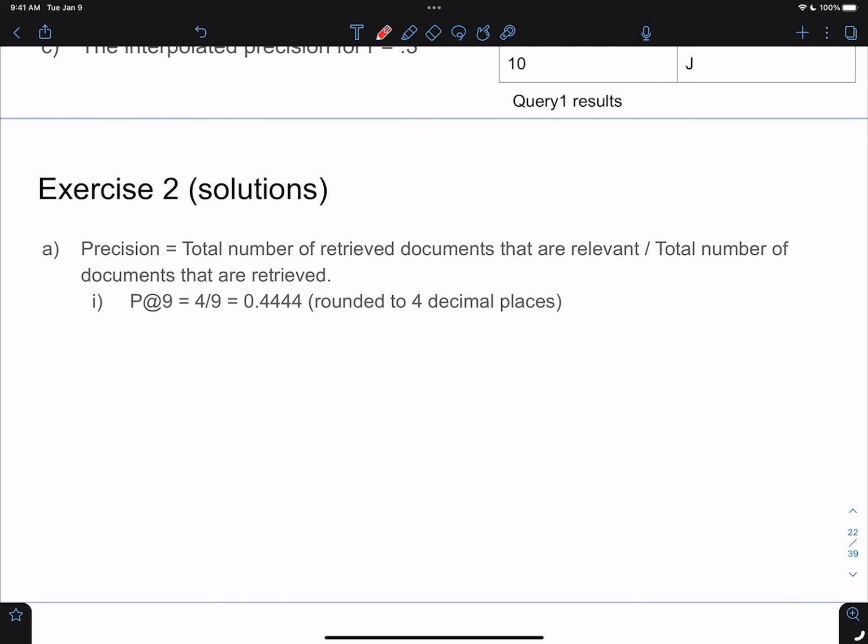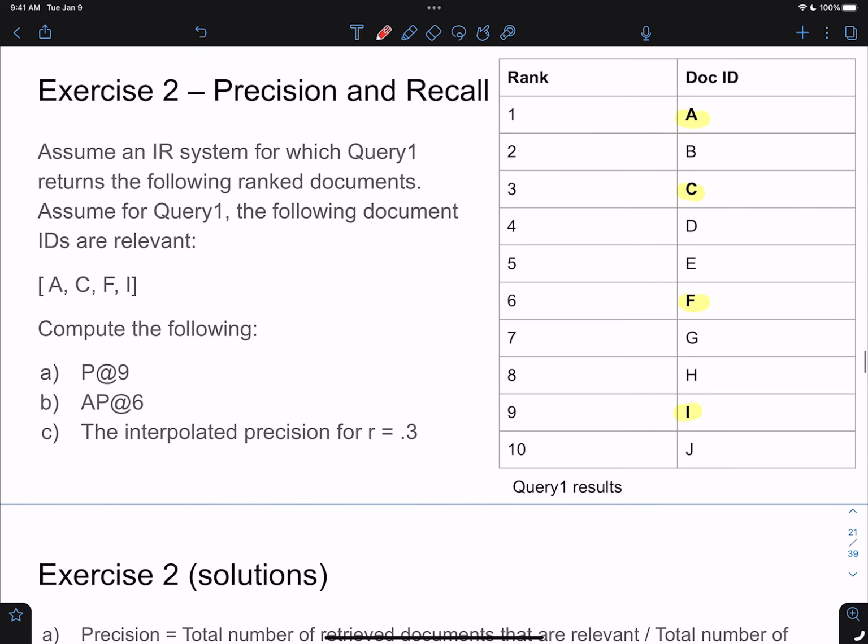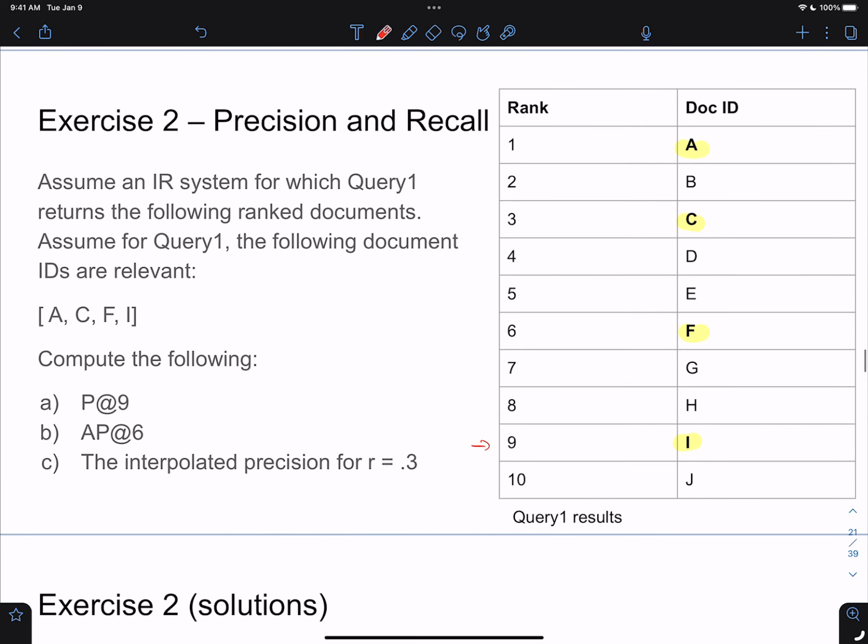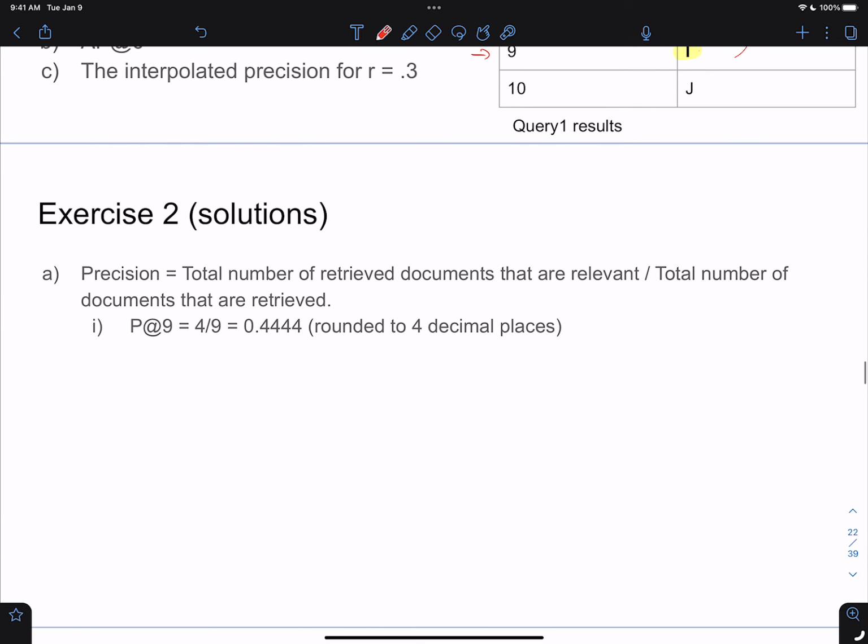So, just to reiterate and to break it down to words, precision is the total number of retrieved documents that are relevant over the total number of documents that are retrieved. In our instance, at precision at 9, we have 9 documents that are retrieved in total. And then out of the 9, 4 of them are relevant. So that's just going to be 4 over 9. And just to reiterate, for the exam, it's okay to leave it as a fraction, unless we specify a certain number of decimal places. But if it's not specified, you can leave it as a fraction, or just up to 3 decimal places is sufficient.